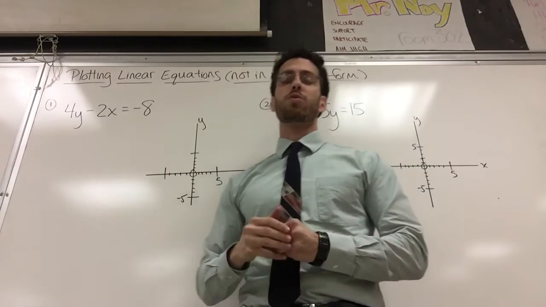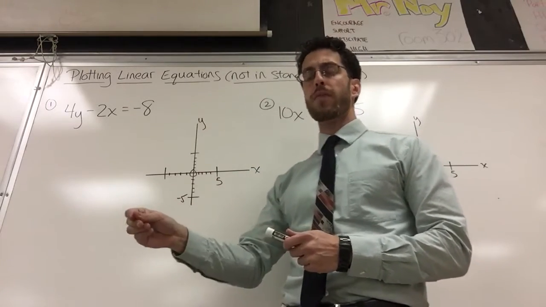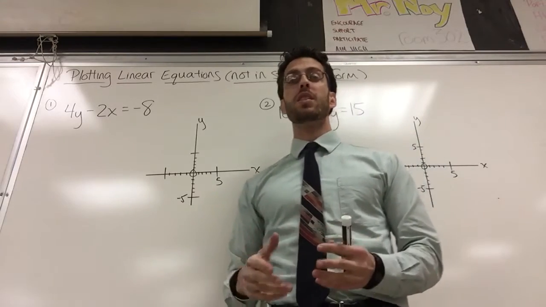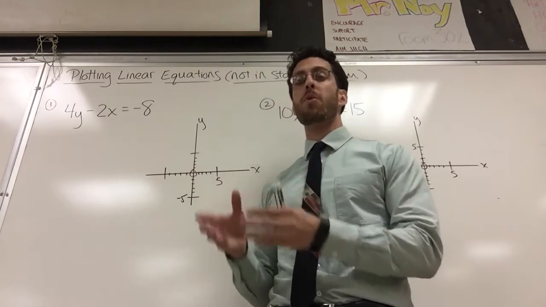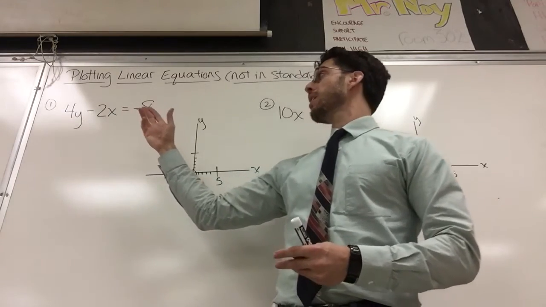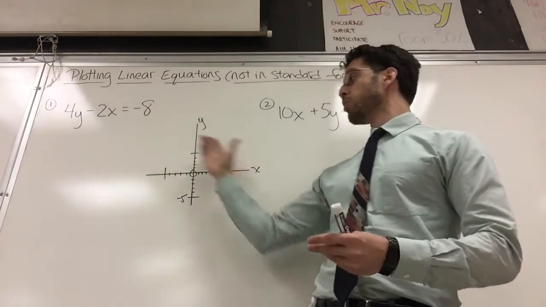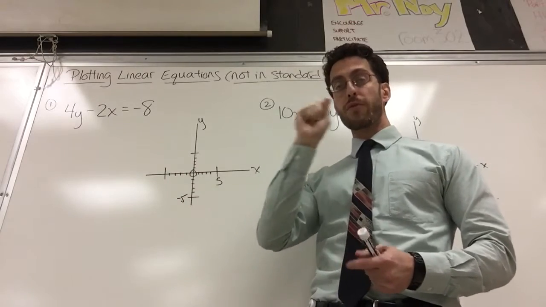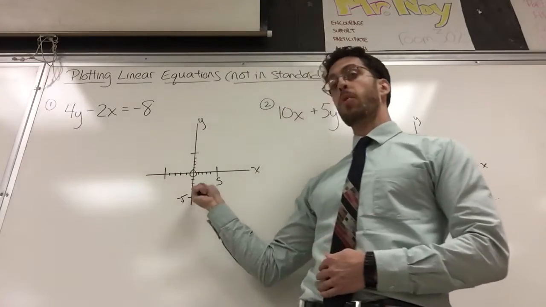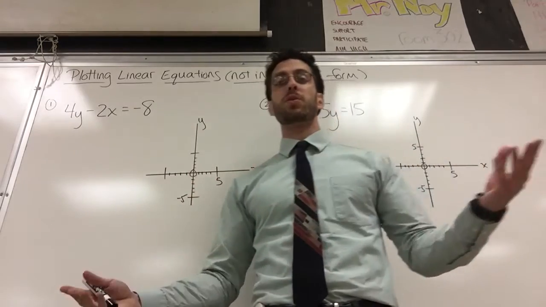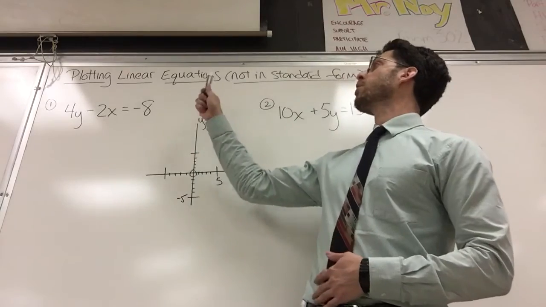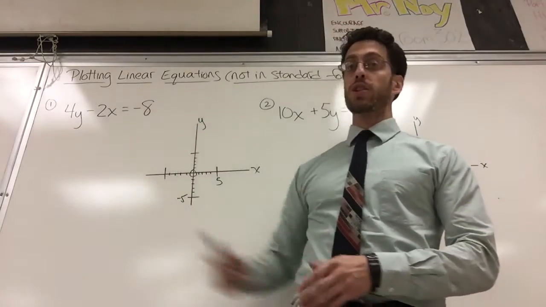I kind of ran you through making a table and plugging in values, which is not completely necessary. The only reason I did it is for you to get an idea that there's multiple solutions to equations like this. To represent those multiple solutions on a graph, we plot every single solution, which is a point. If there's multiple solutions, there's multiple points, and they should form a line. Thus, they're called linear equations.